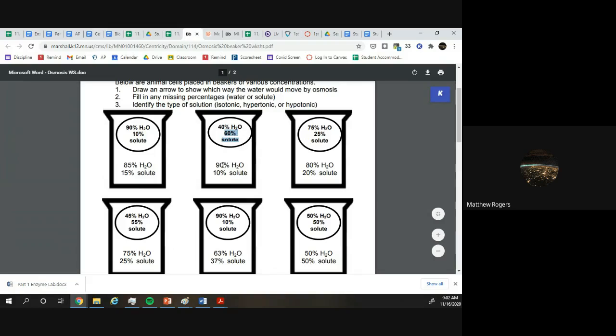The water will be going into the cell, 90 to 40, and the cell will be getting bigger. 75, 80, the water will be going into the cell here. This being 25% solute is a hyper. This is hypo. So water is going to be going in. Not nearly as much water is going in on this one as this guy, because this guy is a lot closer in range than these two, but it's still going in.